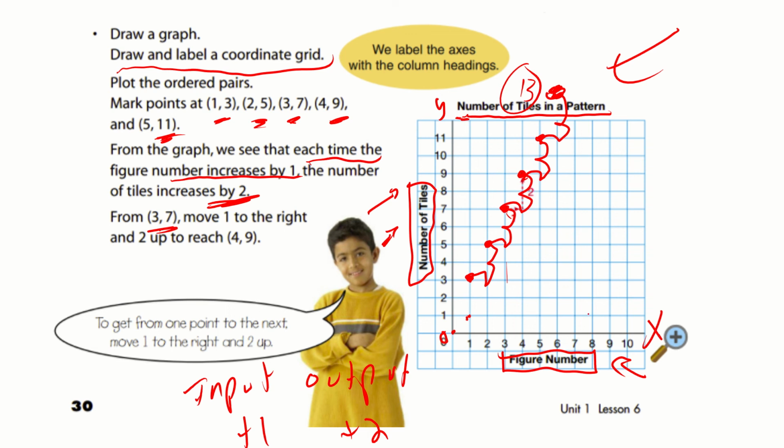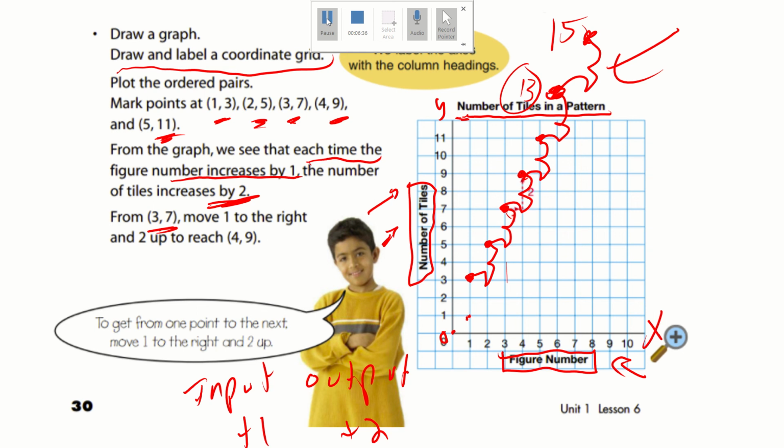Okay, if I was to say 7, I could know that the coordinates are probably going to be 7 and 15, or I could go 1 to the right, 2 up, and get 15 up here. So make sure that you identify the patterns sometimes because it can make it easier.